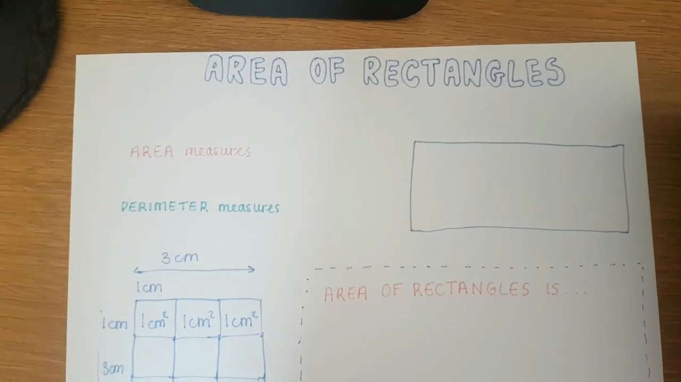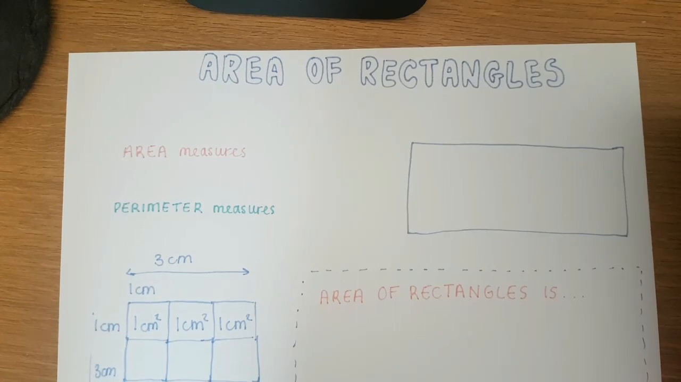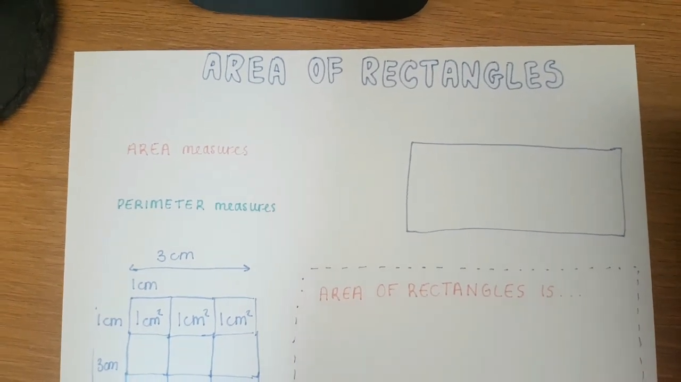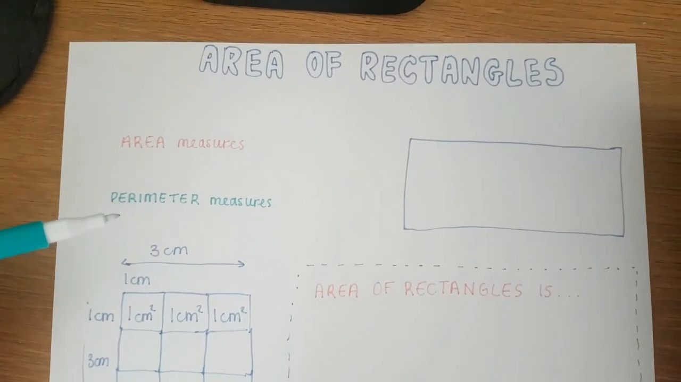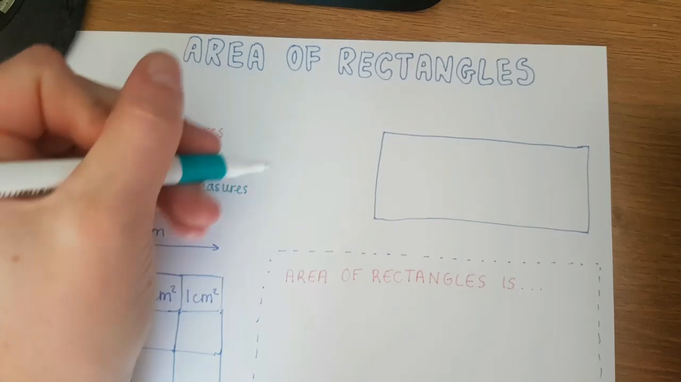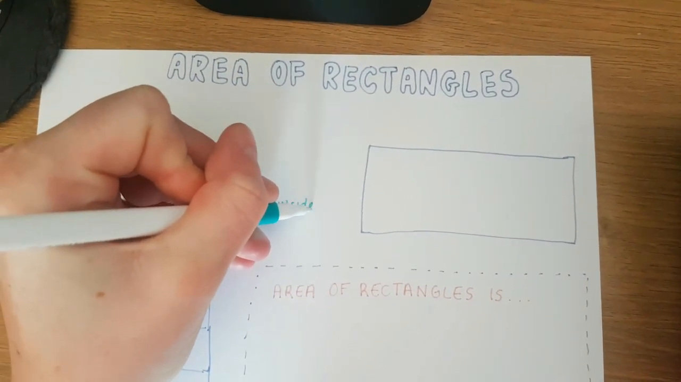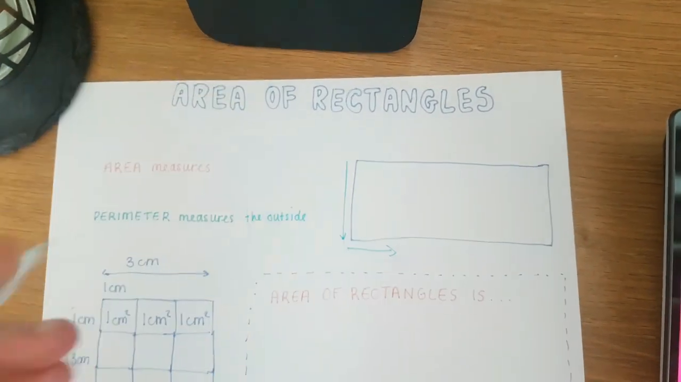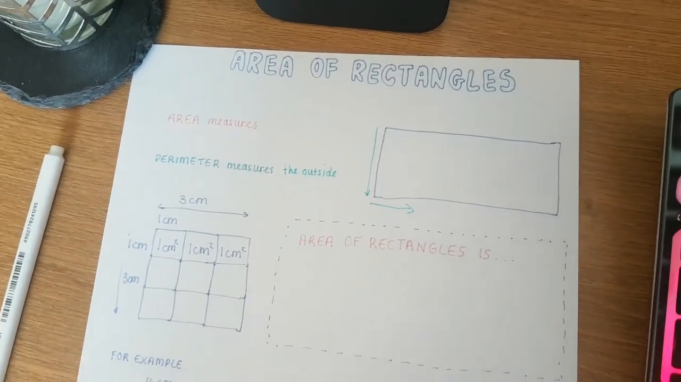We're looking at area of rectangles today. So I thought we'd go through together and see what some of the most important parts of area of rectangles are. The first thing I want to look at is the difference between area and perimeter. Perimeter measures the outside of the shape, so it is found by finding all of these edges all along here. Area, on the other hand, measures the inside of the shape.